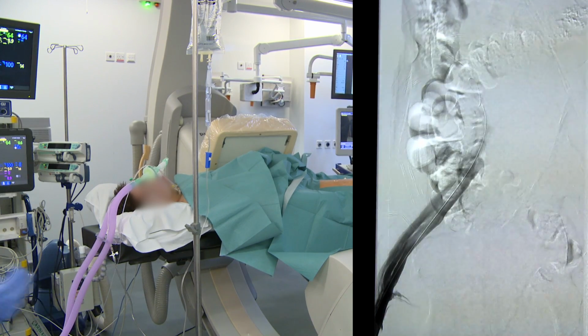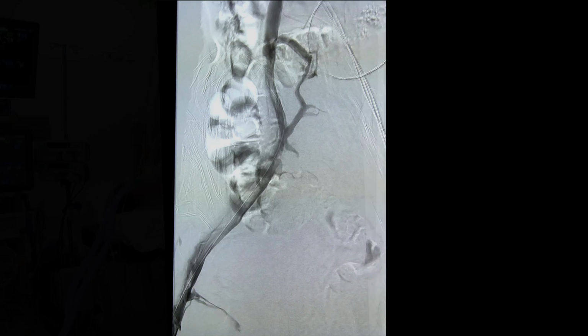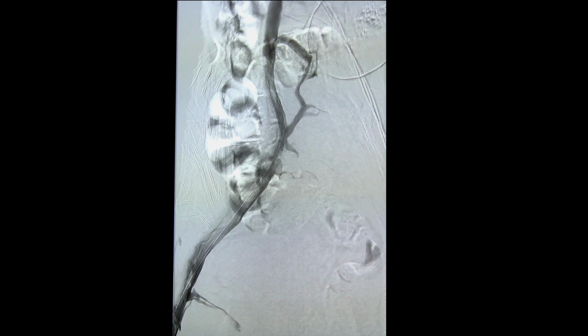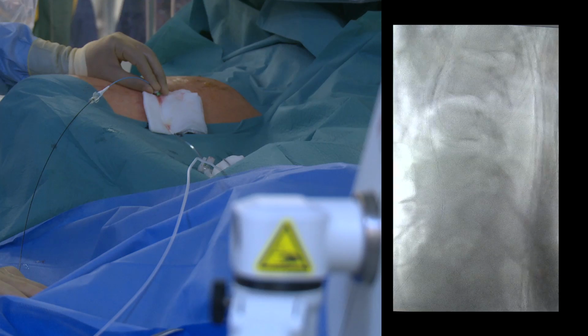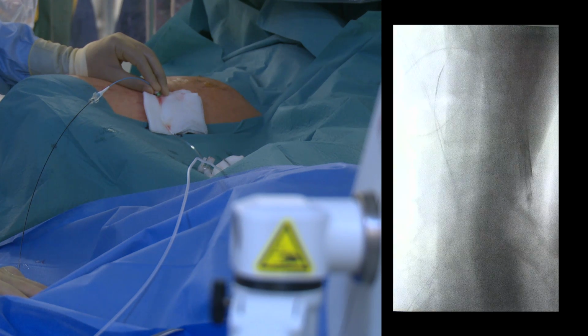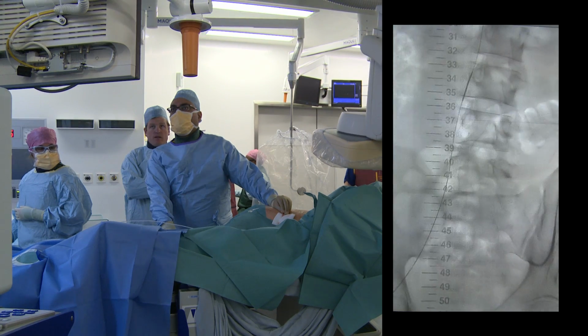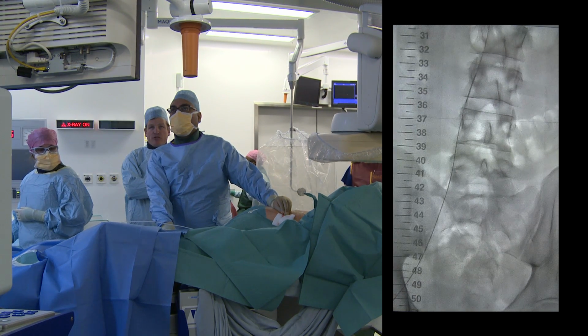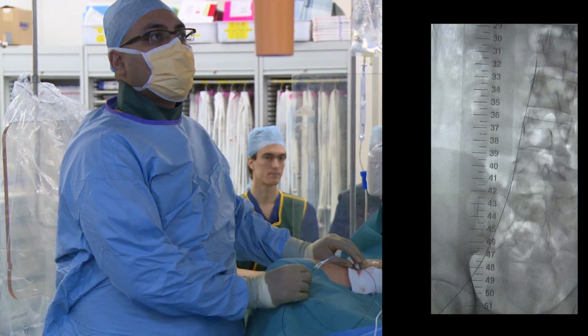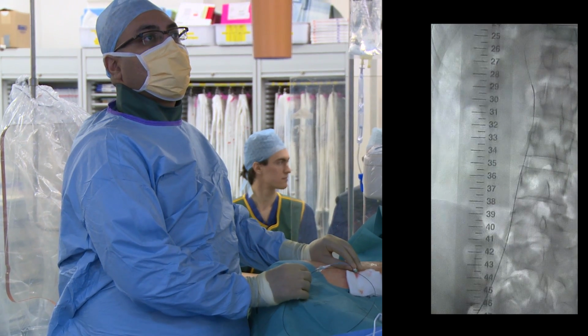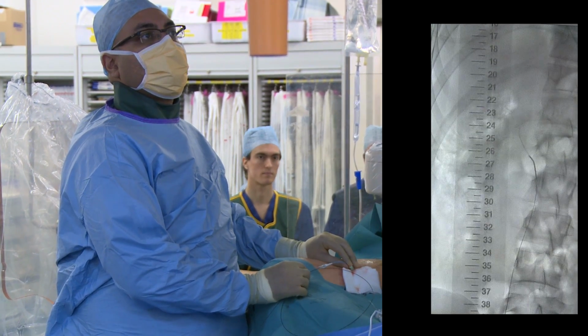A venogram is performed to establish a roadmap for treatment. Before proceeding, the wire is advanced into the IVC. To ensure that the wire has not inadvertently entered the spinal collaterals, its position is confirmed by a flash venogram in both the AP and lateral projections.